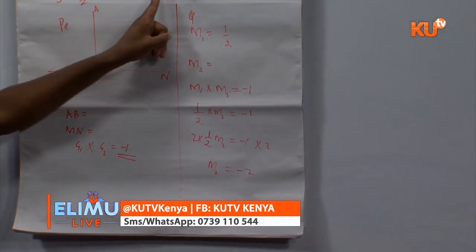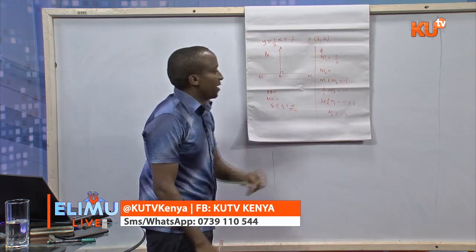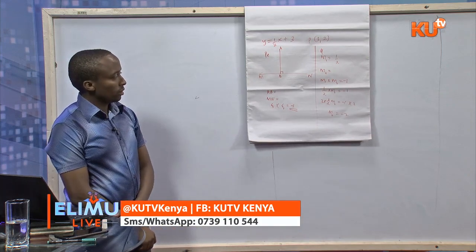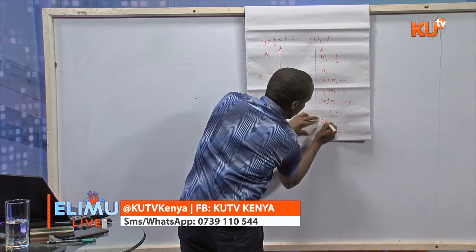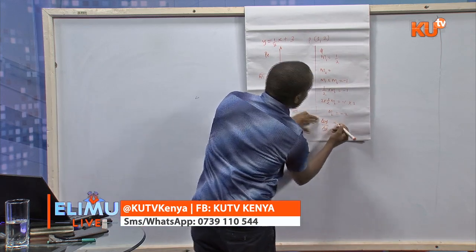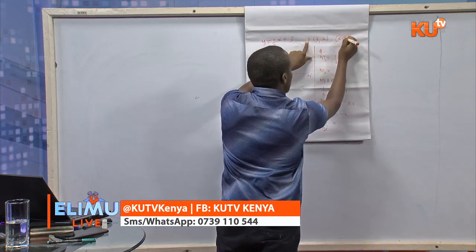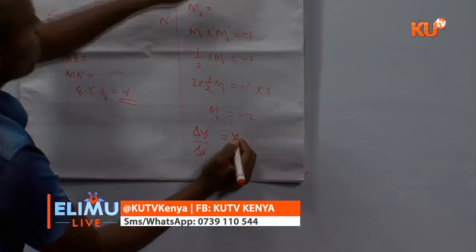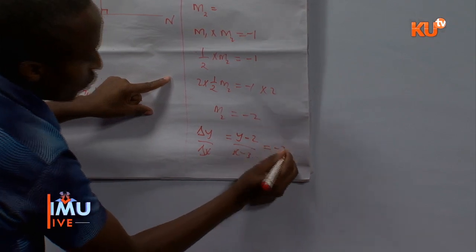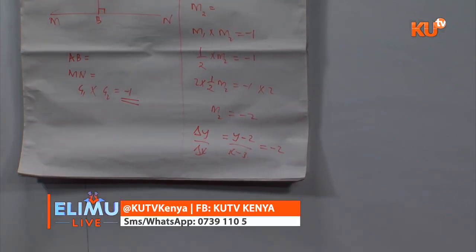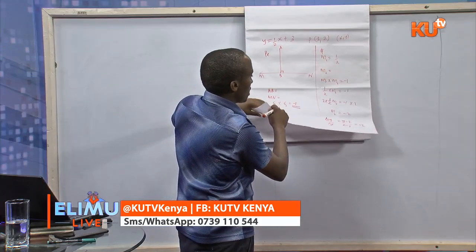So the gradient of this line through P is M2. Now I can find the equation of this line. Having known the gradient, the gradient is equal to change of y over change of x. We take any other point on the line to be (x, y). Now this becomes y minus 2 over x minus 3 is equal to the gradient of that line, because now it is known, -2. So let us take it to the other side.